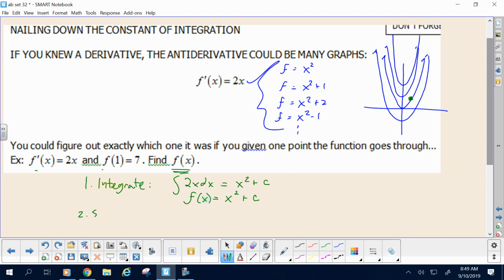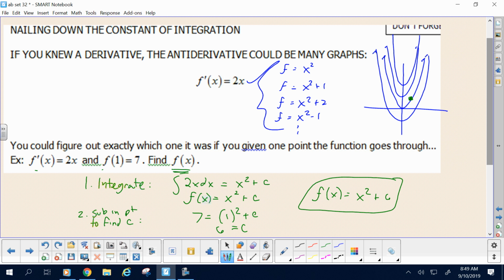Now you sub in the point to find c. All right, so they say f of 1 is 7, which means when x is 1, the function is 7. So what goes where? 7 goes for the function, and for x goes 1. That implies that c must have been 6. And therefore my function must have been x squared plus 6 if it has that derivative, which it checks. The derivative would be 2x, and it passes through (1, 7). That checks. If you put in 1, you get 7.